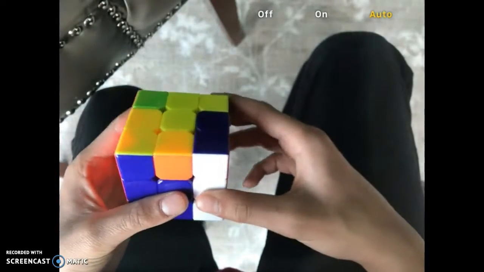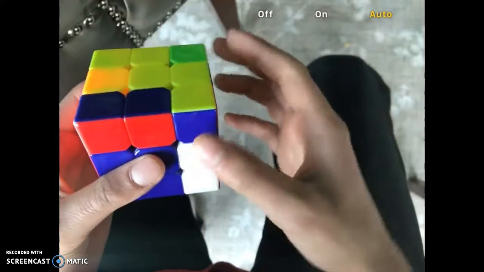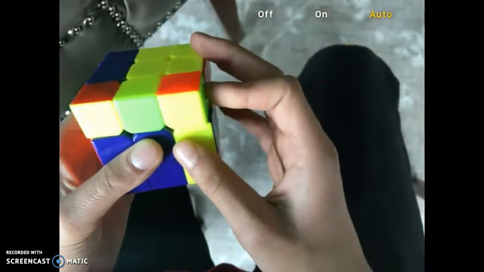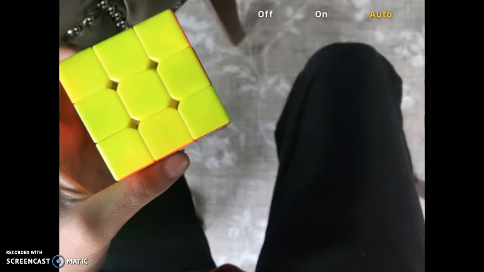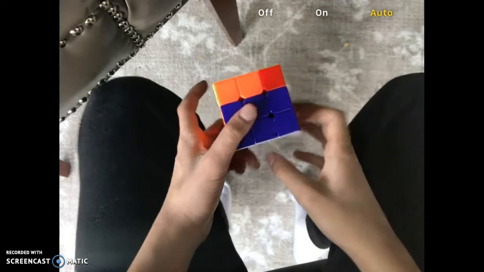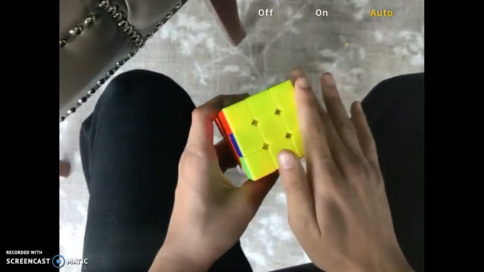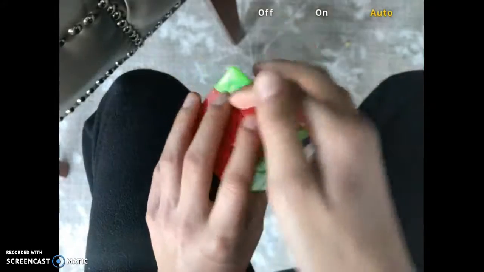Okay, so R up, U to the left, R down, U to the left, R up, U to the left twice, R down, and I have solved the yellow side. Okay, let me write up the algorithm. So this is the algorithm written out for all the cross situations. Now that we have solved the yellow side, you want to solve this last layer over here.